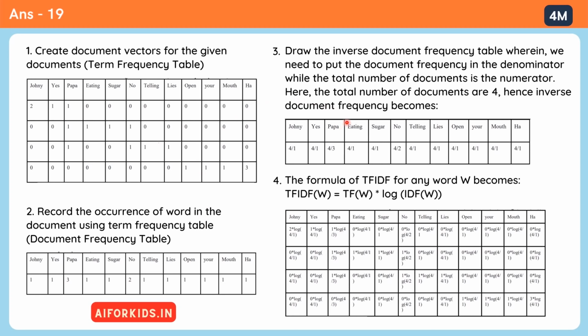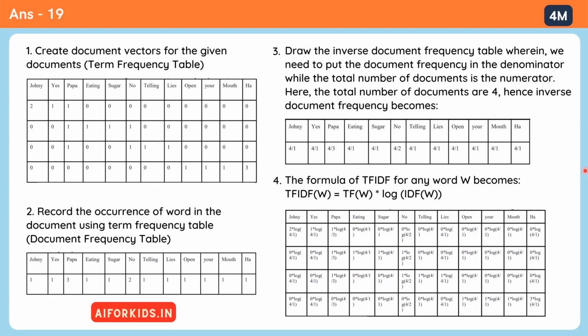Now the third one is to draw the inverse document frequency table, where we need to put the document frequency in the denominator while the total number of documents in the numerator. Here the total number of documents is 4, hence the inverse document frequency becomes. How many documents were there in the starting? We saw that there are 4 documents. In the numerator we are going to put the total number of documents, and in the denominator the document frequency of the token.